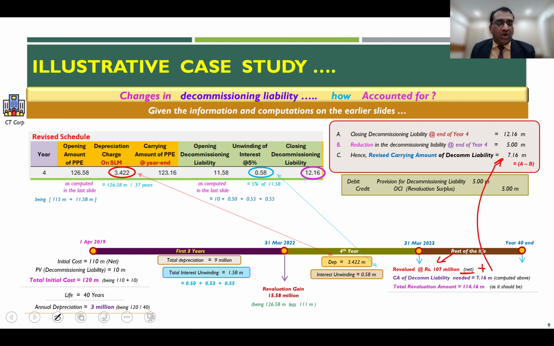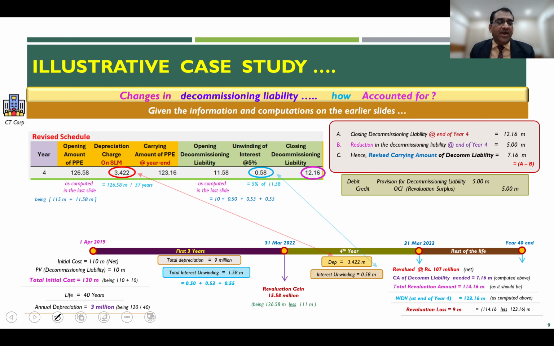7.16, because your total carrying amount of the asset at the end of any period will consist of the PP&E charge per se plus the carrying amount of the decommissioning liability. In this case, the carrying amount of the decommissioning liability is 7.16, which we computed here. So the total amount which you need to carry at the end of this year is 107 million plus 7.16 million. The total should be 114.16 million. This is the amount as it should be.